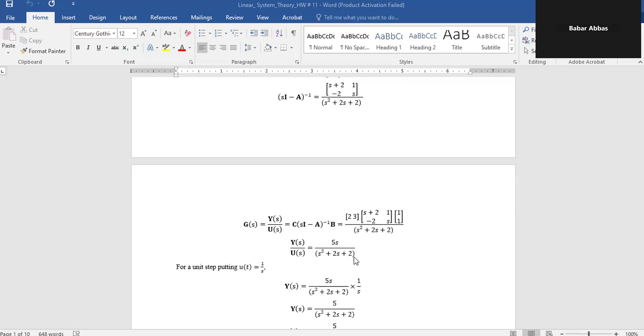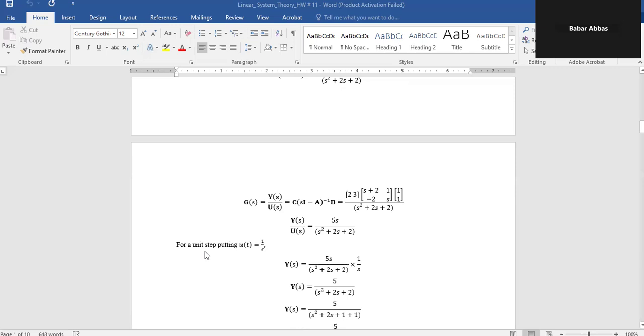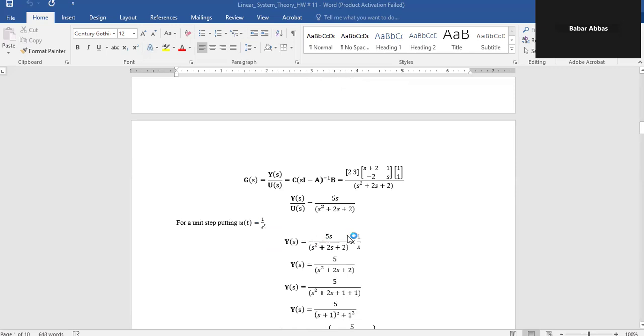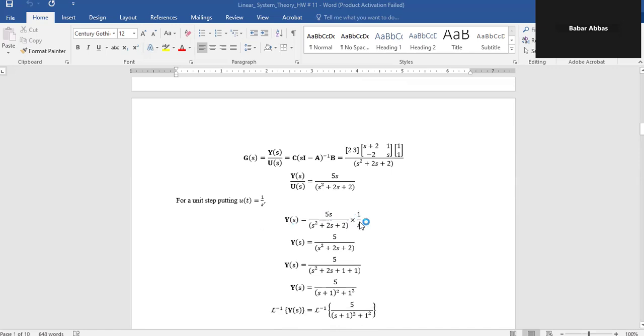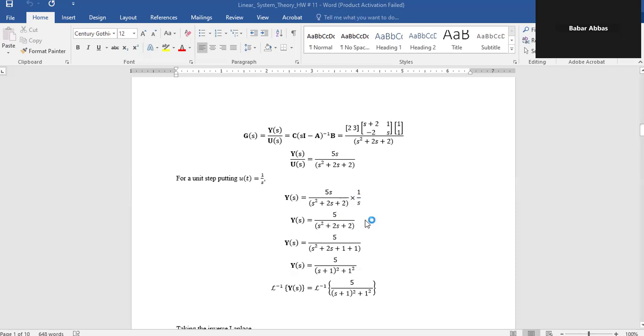plus 2s plus 2. And for the unit step, that is equal to 1 over s, and for this system the initial conditions are 0. So by plugging in the value of U(s), that is equal to 1 over s over here, the s cancels with this s, and the final answer comes out to be Y(s), that is equal to 5 divided by s squared plus 2s plus 2.